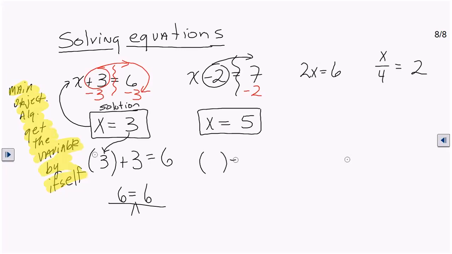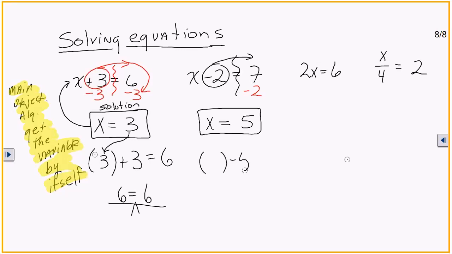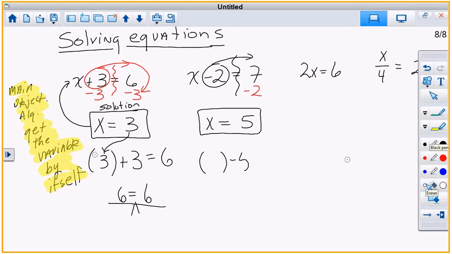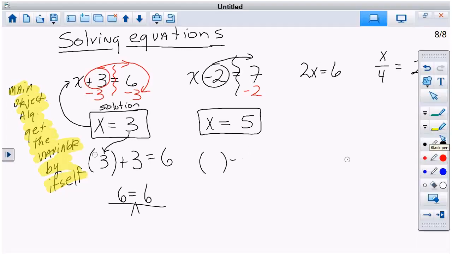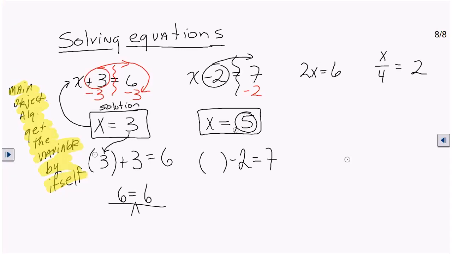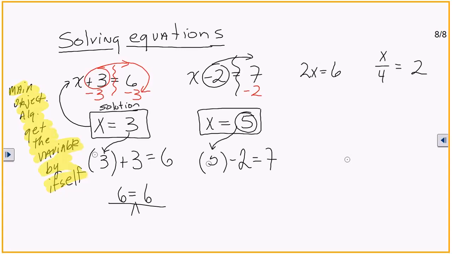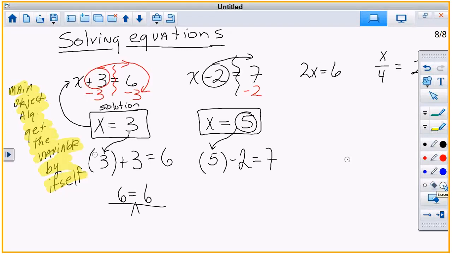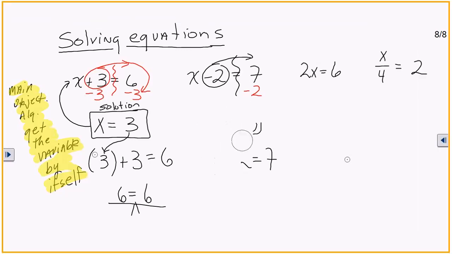So I rewrite my problem. X minus 2 is equal to 7. Brain and my hands not working together today. And I take that 5 and I plug it in for x. And I just messed up. Sorry about that. My check told me that I messed up. When I take the 2 across the river, it turns into a positive 2. My mistake.